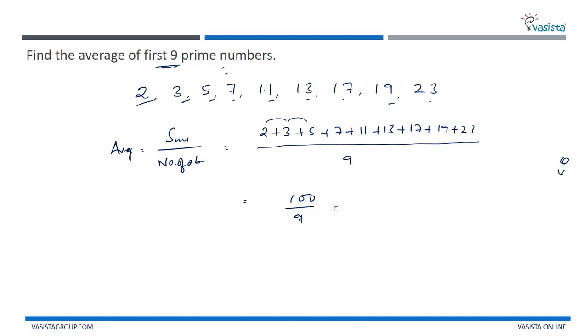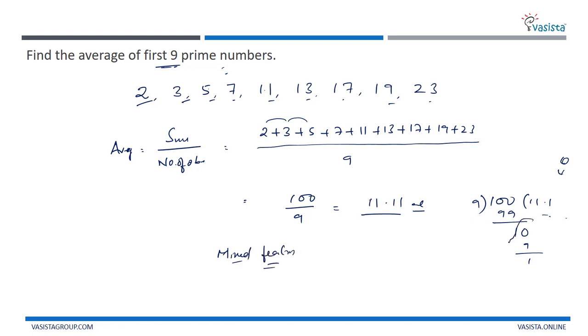So now if you divide, 100 divided by 9, 9 11s are 99, we got remainder 1. 9 1s are 9, then 1, so it will go like this: 11.11. Or you can keep it in a mixed fraction also.